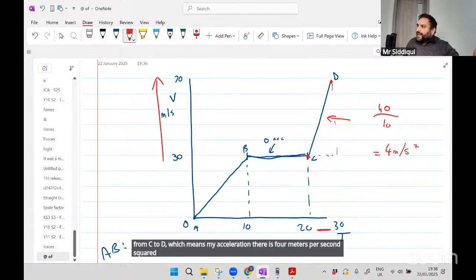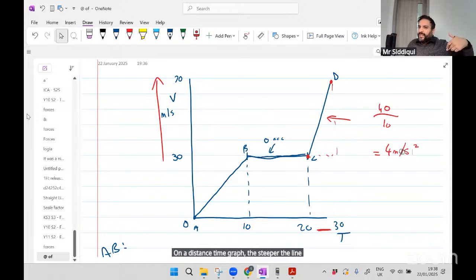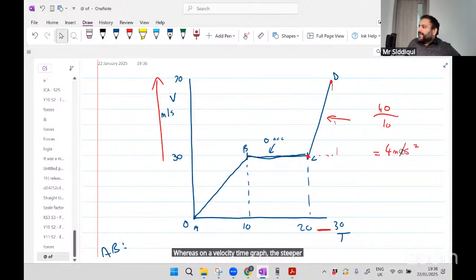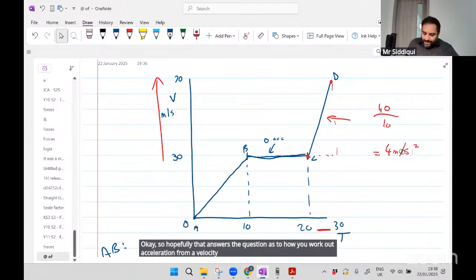So that is similar to the distance time graph. On a distance time graph, the steeper the line, the bigger the constant speed, or the bigger the speed. Whereas on a velocity time graph, the steeper the line, the bigger the acceleration. Okay, so hopefully that answers the question as to how you work out acceleration from a velocity time graph. That's as much as you should ever have to do from that.